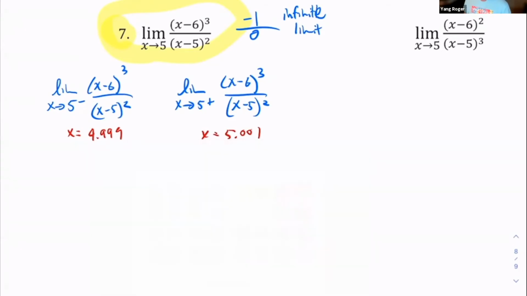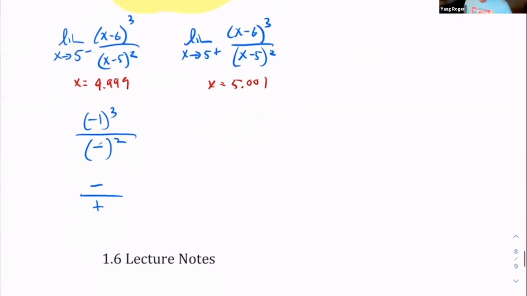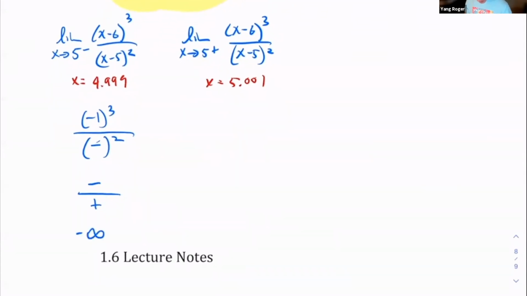So for the guy on the left, this is going to be a negative number, right? It's really negative 1 cubed over this bottom guy, which is going to be a negative number squared. So when you simplify this, the numerator is negative and the denominator is positive. So you come from the left, you're going to get negative infinity.